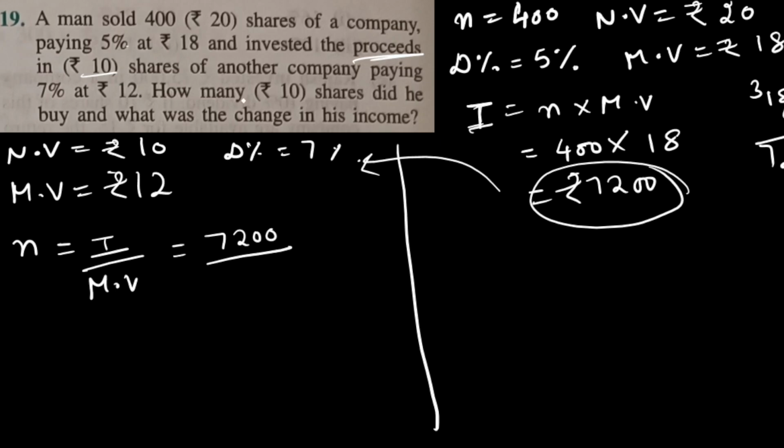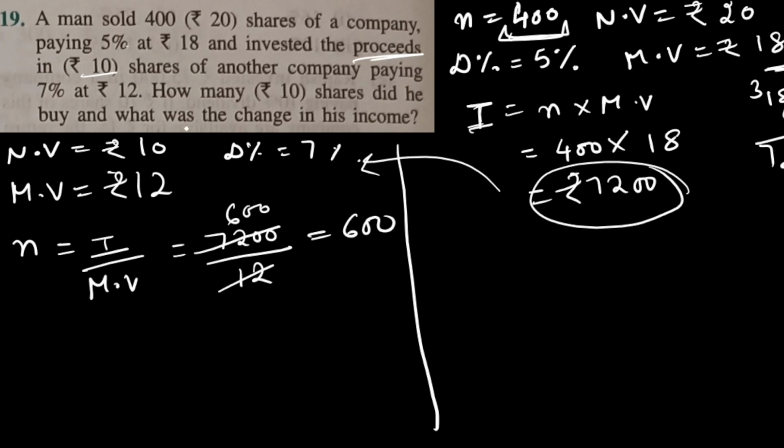Market value for this one. Please don't write this market value. Market value for this one, because he is buying these companies' share. For this one, we already know it is 400 shares. So by 12, I'll write. So directly we can do here, this 12 into 6 is 72. These two zeros will come. 12 into 6 is 72. So how many shares he bought? He bought 600 shares.